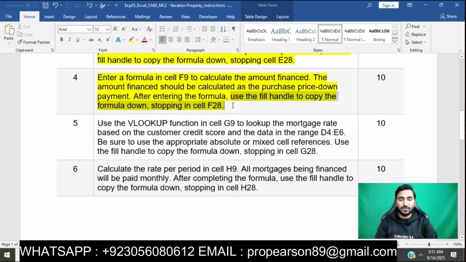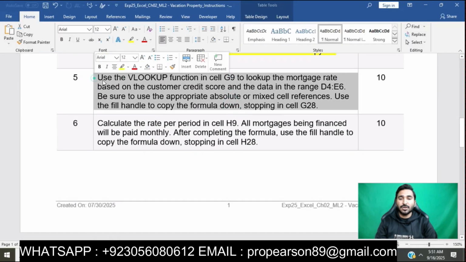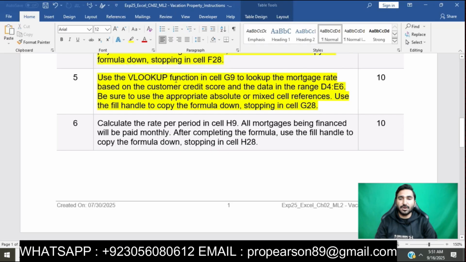Now I am going to do the next question of this assignment. You can see I have done 4 questions of this assignment right now. Now I am going to do question number 5. Question number 5 is to use the VLOOKUP function in cell G9 to look up the mortgage rate based on the customer credit score and the data in the range D4 to E6. Be sure to use the appropriate absolute or mixed cell references. Use the fill handle to copy the formula down, stopping in cell G28.